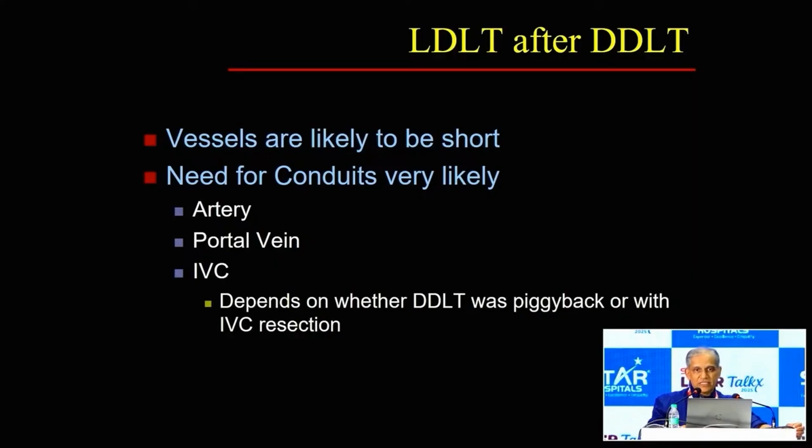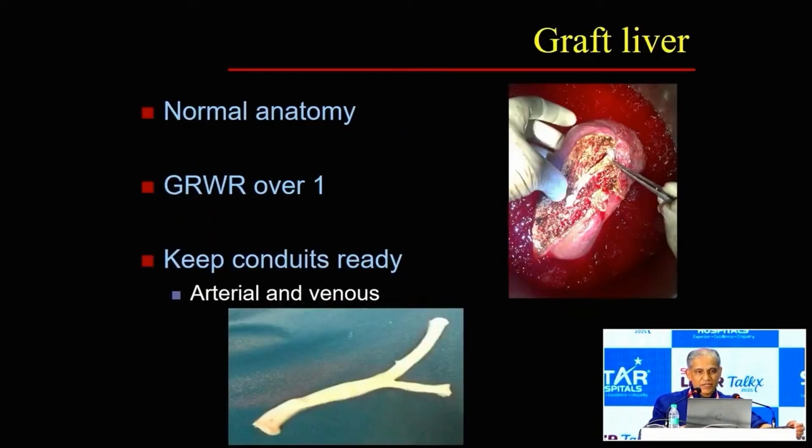If you look at the Japanese and the Koreans, they will say never ever go for an LDLT after DDLT; it should always be a DDLT after that. But sometimes you don't have that luxury, and we may have to go with an LDLT itself. For the graft, ideally the donor should have normal anatomy, because we don't want to end up with a type 3 portal vein and another additional reconstruction, which adds another layer of complexity.